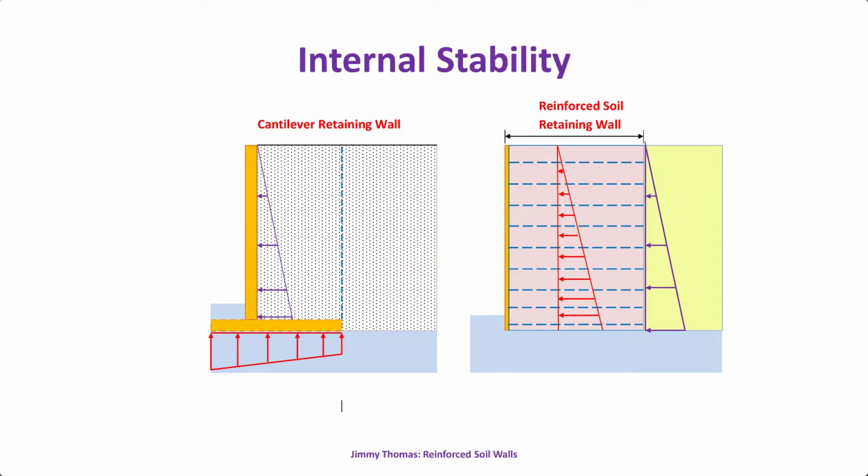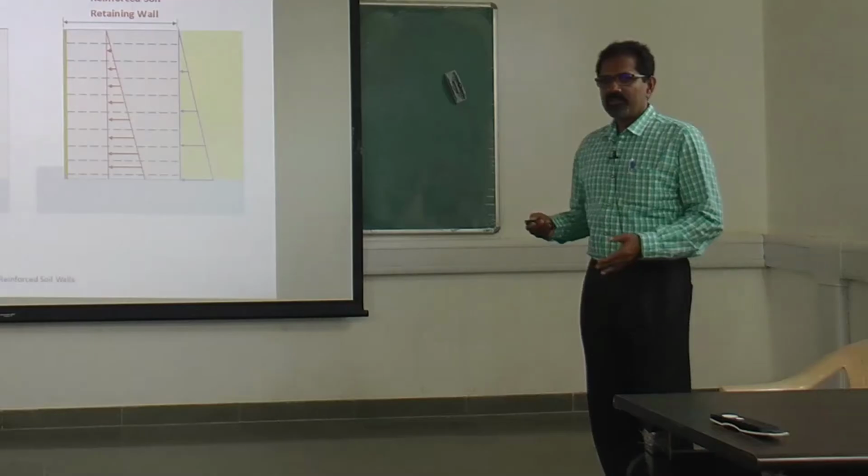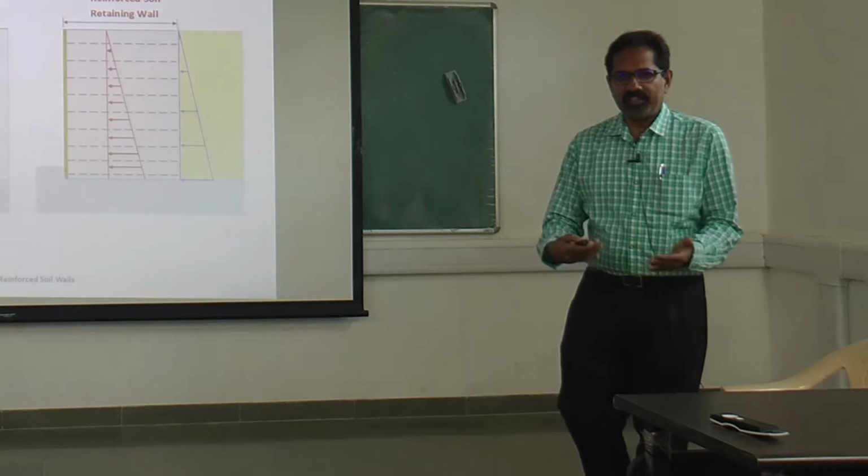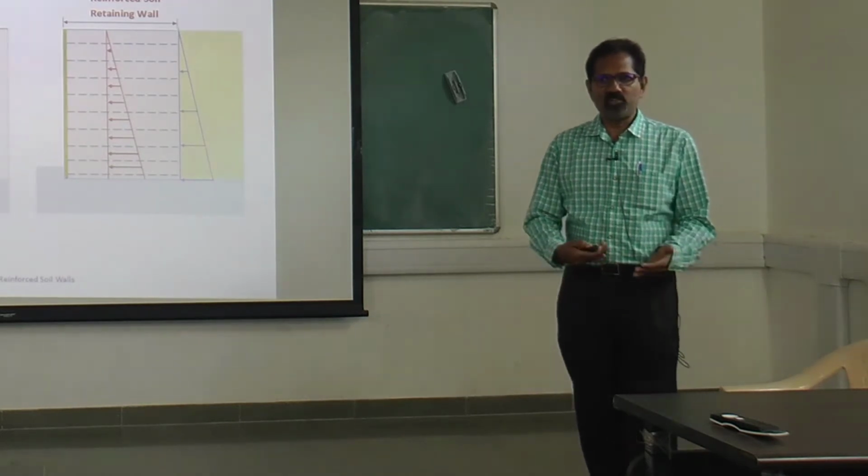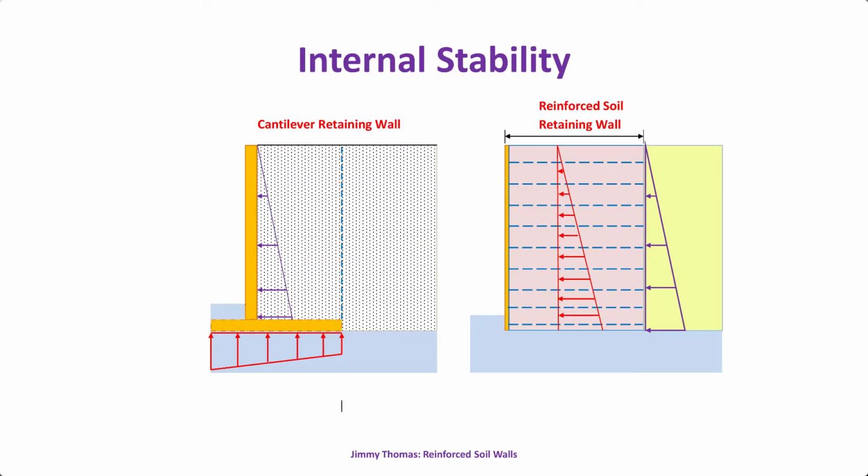Then next comes internal stability. Now again we come back to the cantilever wall. External stability we have analyzed, sliding, overturning, bearing capacity, and then we get the length of the base slab. Then we do the internal analysis, that means we analyze the bending moment and shear force on the stem and the base slab. From that we design the thickness of the stem or slab and the reinforcement. The same concept applies here. What is the function of the reinforcement? To keep this in equilibrium.